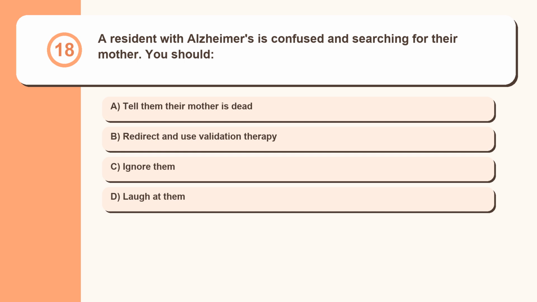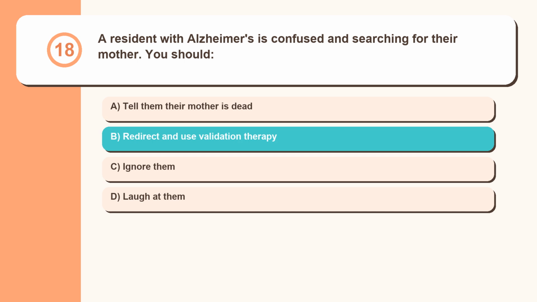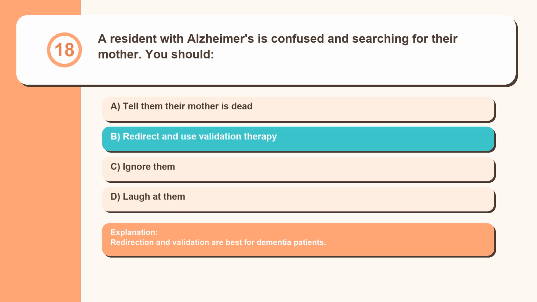Question 18. A resident with Alzheimer's is confused and searching for their mother. You should tell them their mother is dead. Redirect and use validation therapy. Ignore them. Laugh at them. Redirection and validation are best for dementia patients.